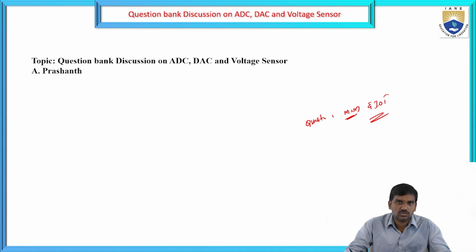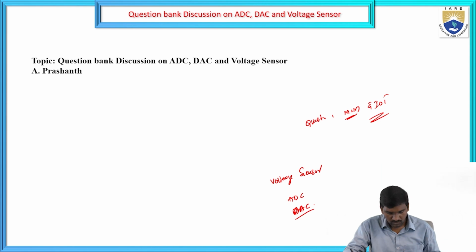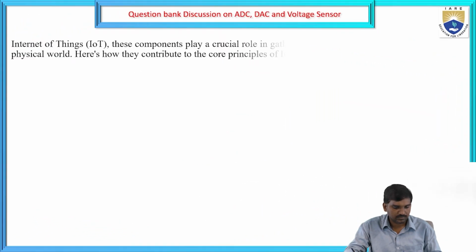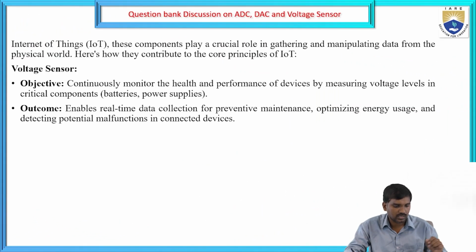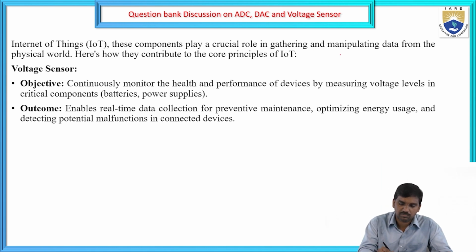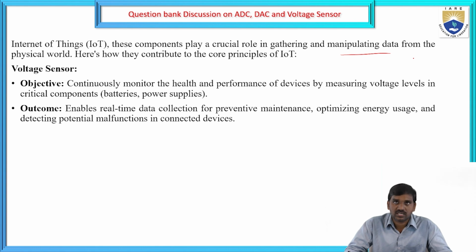Now we move on to the same question bank discussion on the voltage sensor, analog to digital converter sensor, and digital to analog converter, DAC. So let's start. Here we have Internet of Things. These components play a crucial role in gathering and manipulating data from the physical world. So here, how do they contribute to the core principles of IoT, or Internet of Things?